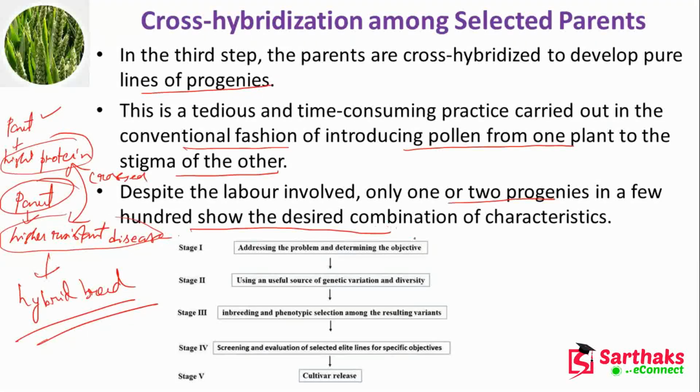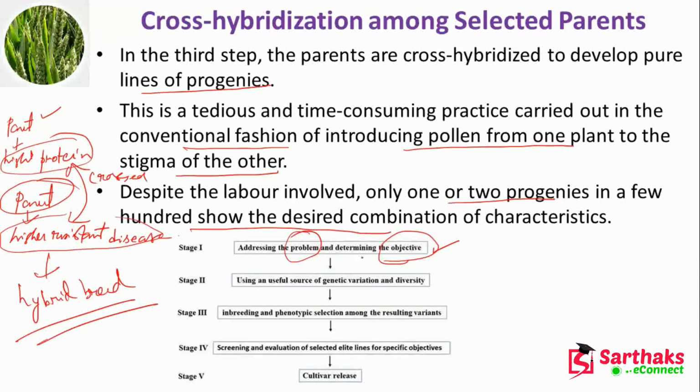So the first stage is addressing the problem and determining the objective. First thing is what the farmers are saying. Suppose they are complaining that the crops we are growing do not have that much protein, whatever we require. And other farmers are addressing another problem, that some insects are destroying the whole field. Now if this is the problem, then what is the solution? I have to create one breed which has these two properties. It should give high protein and also it should be highly resistant to the disease. So this is the main objective now. So the objective you are getting from the problem.